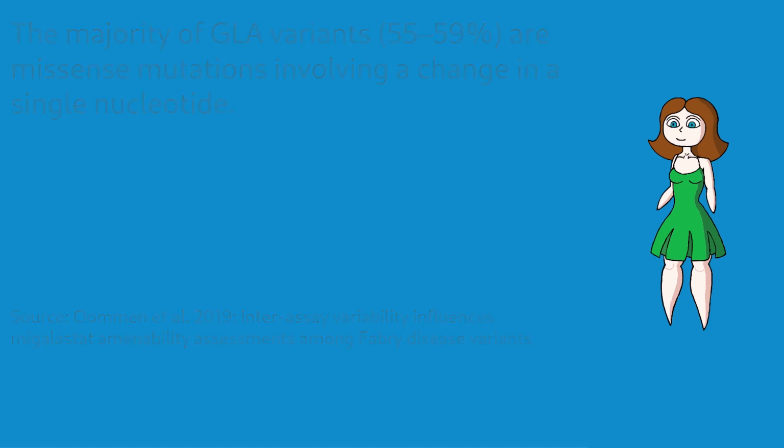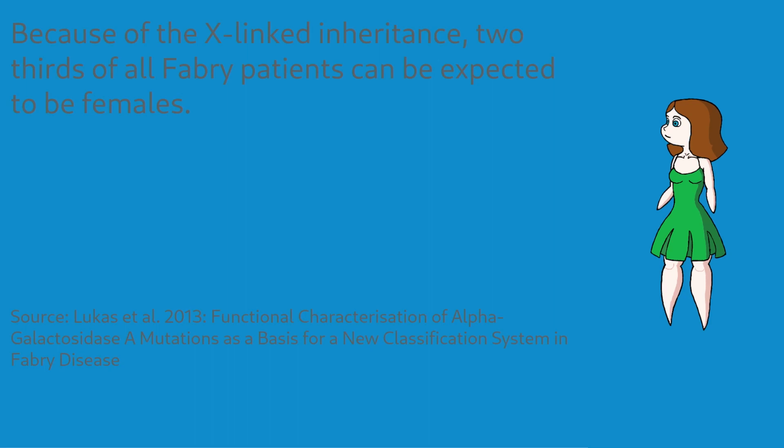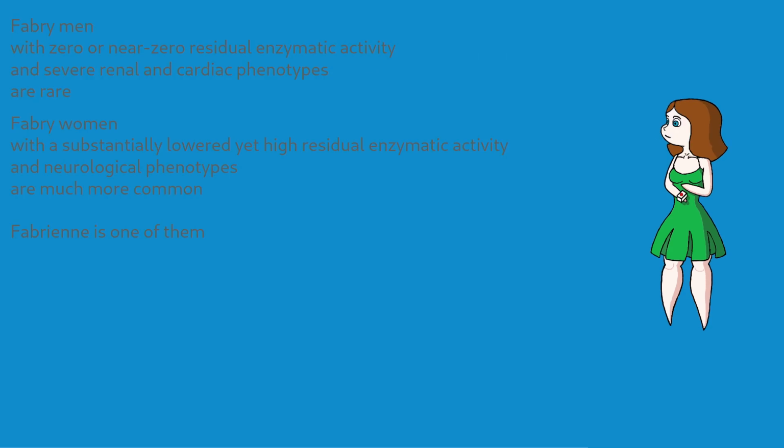residual activity. Because women have 2 X chromosomes, there's double the chance for a woman to inherit Fabry disease. Classical Fabry disease is clearly rare, but Fabry disease per se is much more common. So, Fabry represents a more typical case of Fabry disease.